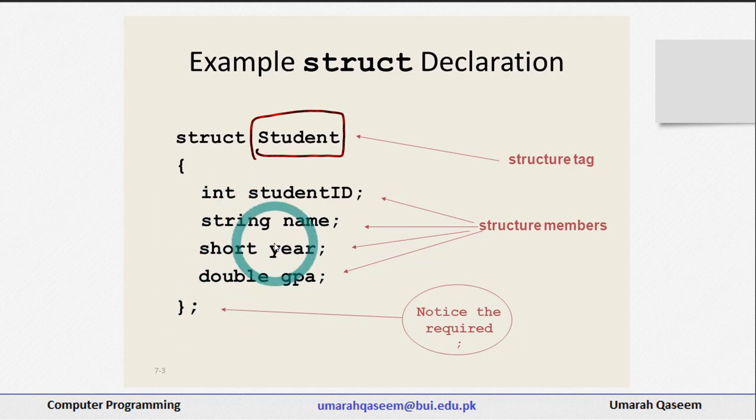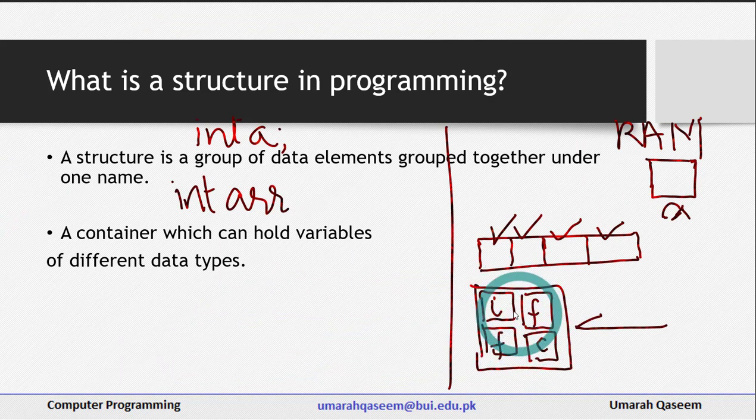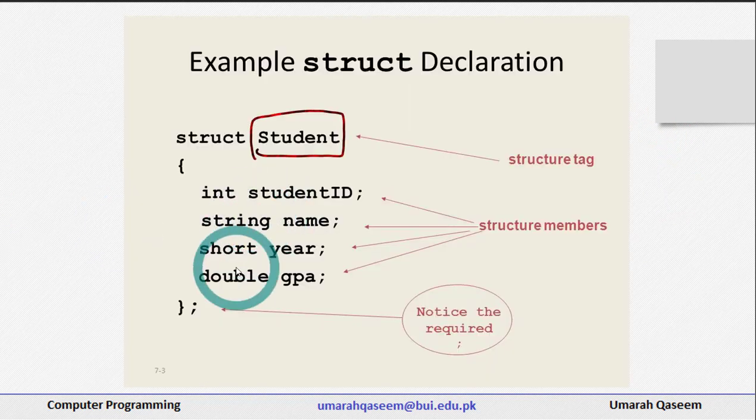Now let's see what's inside. Inside, we put all the members which we want to group together. We were saying we want to group these four elements, so we name these four elements and their data types here. Let's take this example. I have put an integer variable here, a string variable, a short variable here, and a double GPA. So these are four variables which I have grouped together in a structure. We also call these variables structure members. So they are called the members of the structure.